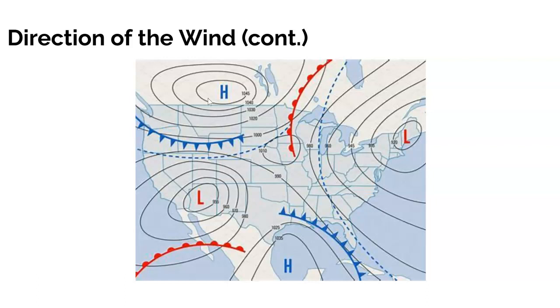So the closer these isobars are to each other, the higher the winds will be, and the more widely spaced the isobars are, the lighter the winds that will occur. So as we can see right here, they're spaced closer together, which means that there's going to be high winds, and then winds that are more spaced out, like over here, are going to have light winds.